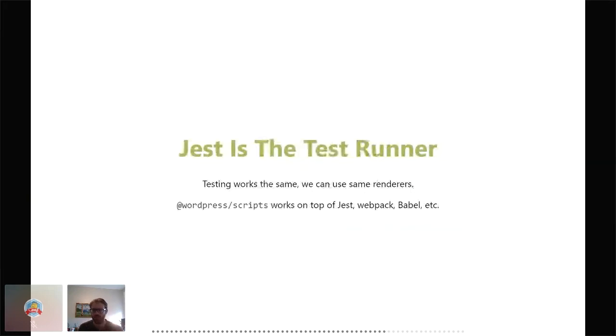So Jest is still the test runner here. And you're just going to use the same render, whatever it is that you want to use, you can use it. This is just a shortcut for Jest, Webpack, and Babel. And I don't want to use the word just there because it saves so much time. There's so much complexity that it hides. But it's important not to think of this as some sort of special magic black box. It's just Webpack, Babel. It's not a WordPress thing.